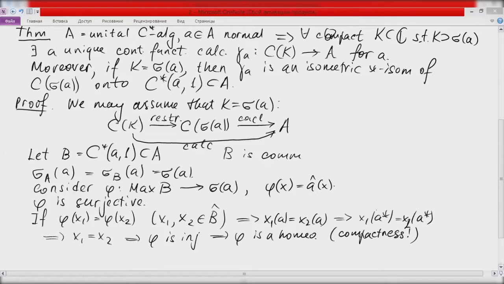And by the way, this is the place where two different meanings of the word spectrum coincide. So the spectrum of the element A is homeomorphic to the maximal spectrum of the C-star subalgebra generated by A.